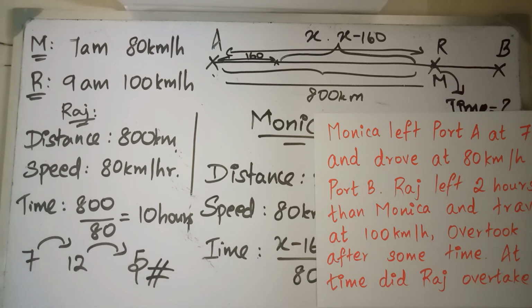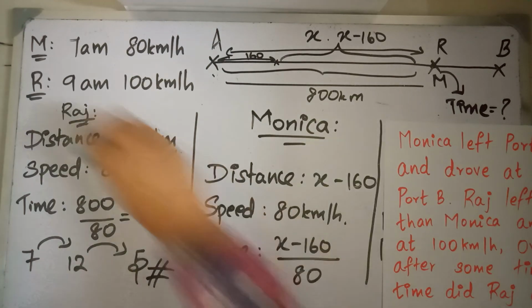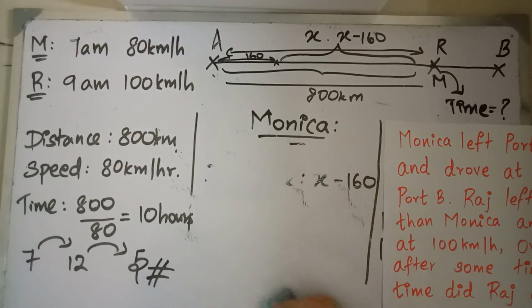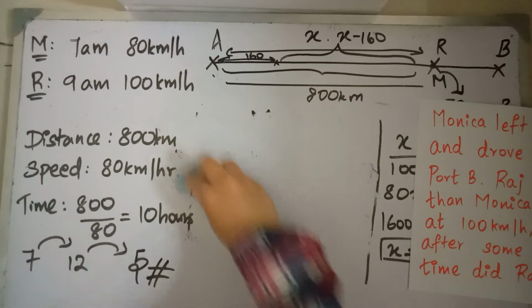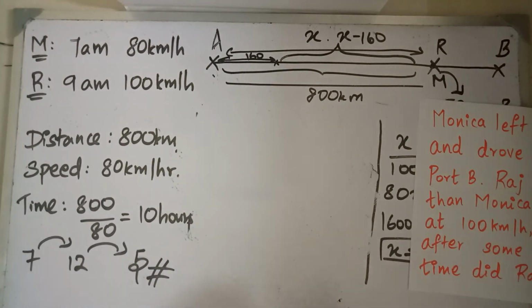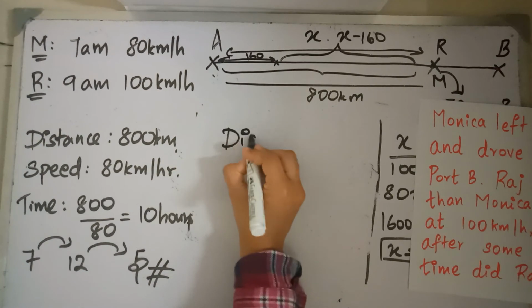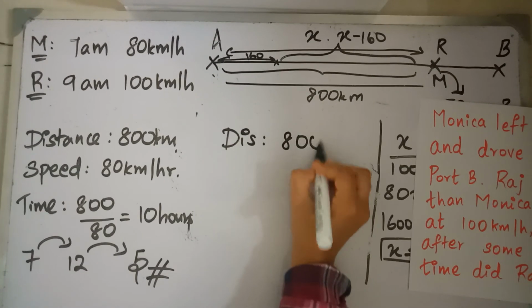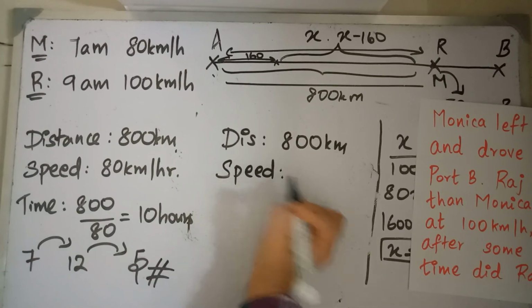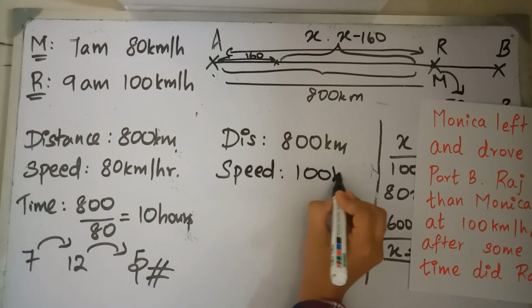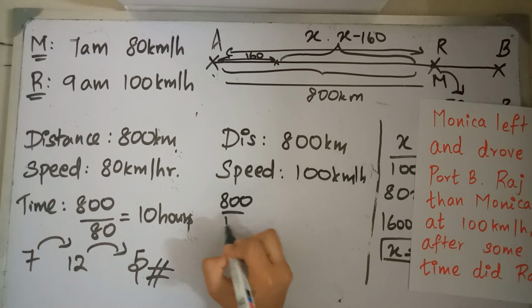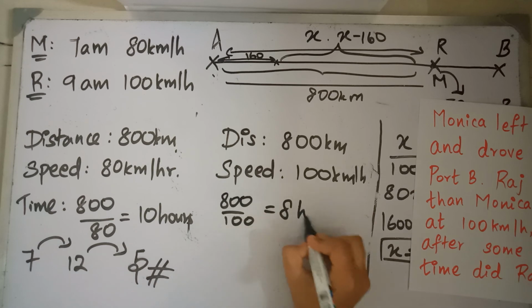We can do the same with Raj also. Here we have done it with Monica. With Raj, let's see. The distance which he has to travel is the same, 800 kilometers. The speed at which he travels is 100 kilometers per hour. So he will take 800 by 100, which is 8 hours.